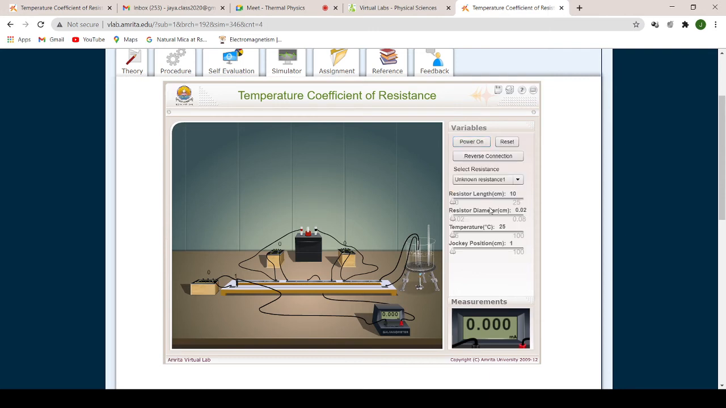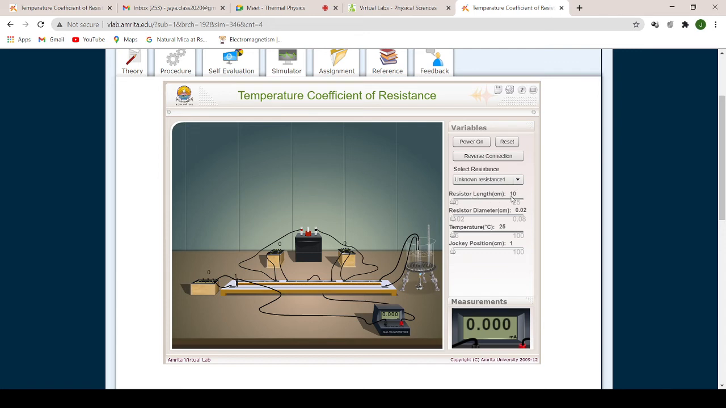So now you can see there is a slight change here, right? The sliders are getting highlighted now. So now let us see unknown resistance. We do not know what is the resistance, what is the coil that is taken, what is the material of the coil. It is just given as unknown resistance 1.